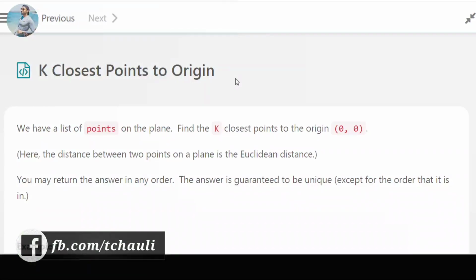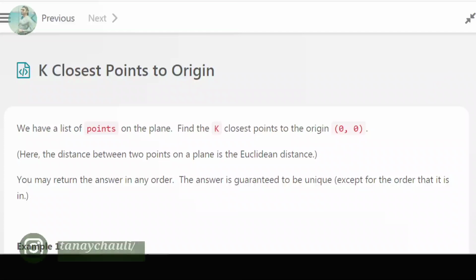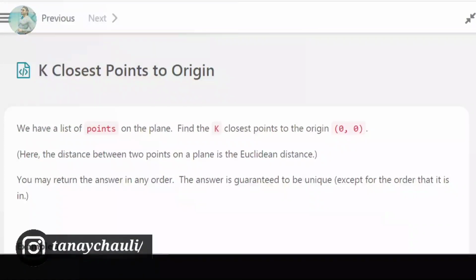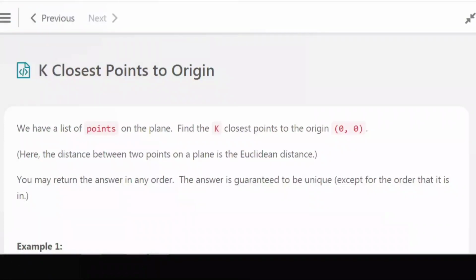Hello everyone. Today's question: k closest points to origin. We have a list of points on the plane. Find the k closest points to the origin (0, 0). Here the distance between two points on a plane is the Euclidean distance. You may return the result in any order. The answer is guaranteed to be unique except for the order that it is in.